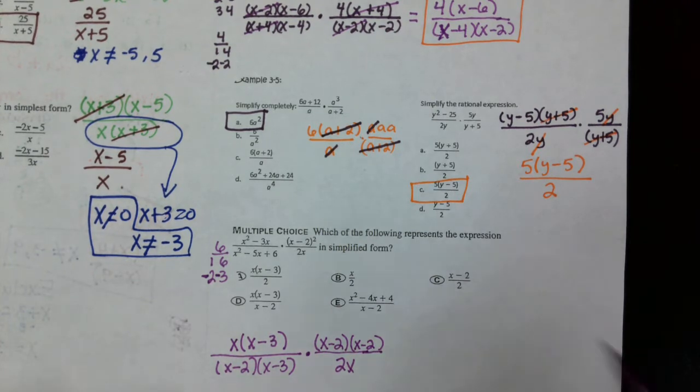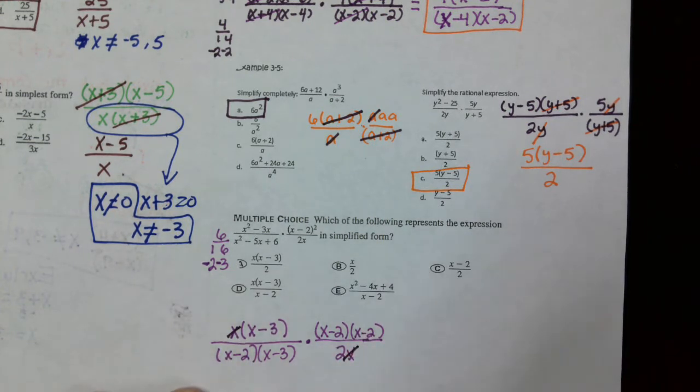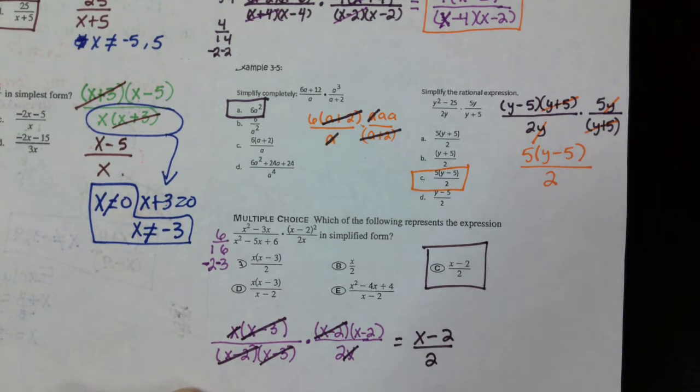So what do we have in common? I have an x and an x. I have an x minus 3 and an x minus 3. I have an x minus 2 and an x minus 2. So basically everything went away but that x minus 2. Oh, and the 2. C is my answer choice.